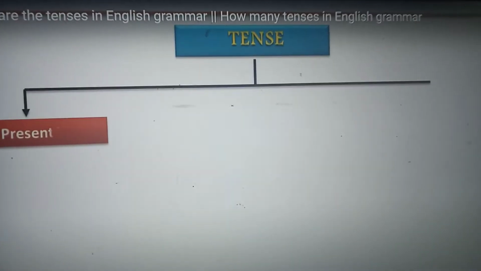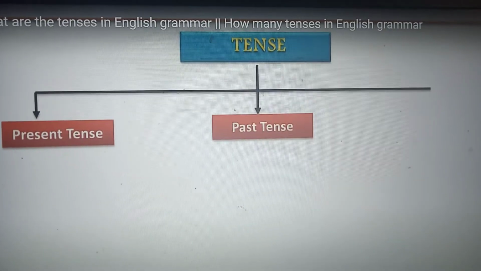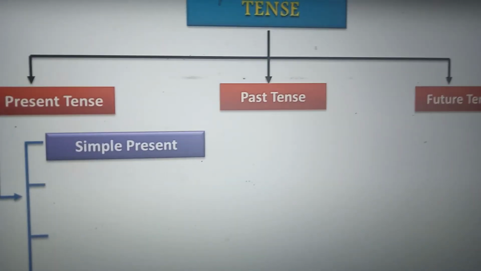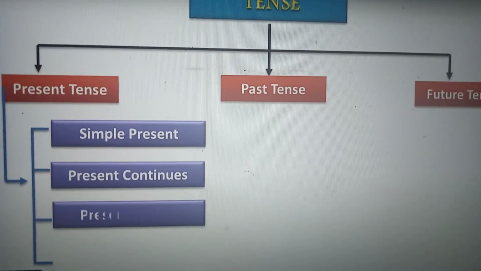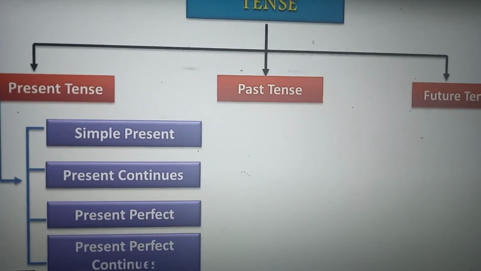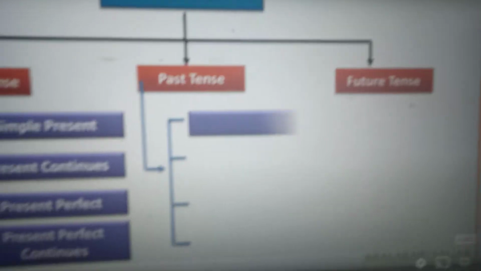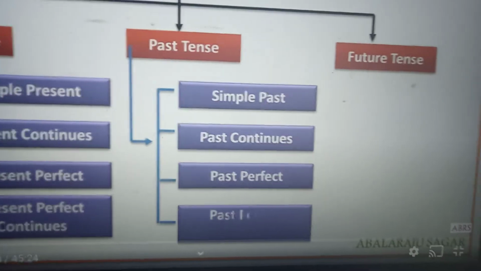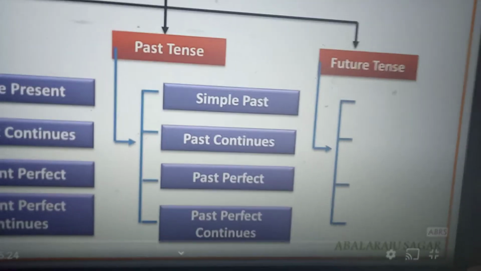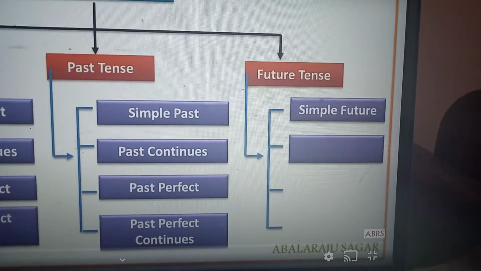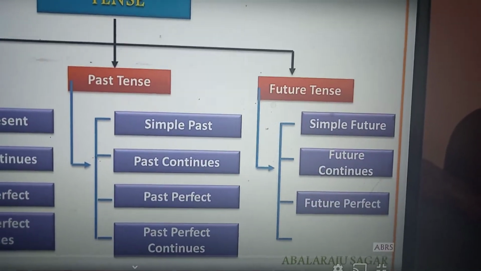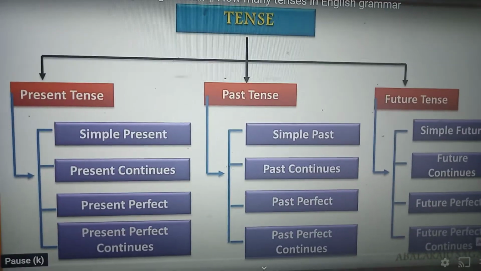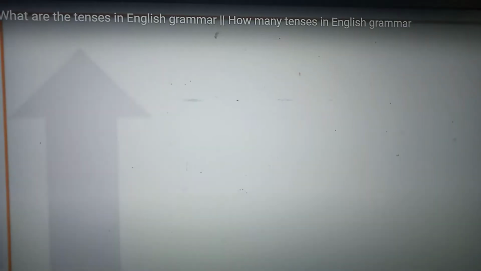We have already learned this: present tense, past tense, future tense, basic. In present tense it is simple present, present continuous, present perfect, and present perfect continuous. Next, past: simple past, past continuous, past perfect, past perfect continuous. In the same way you have future: simple future, future continuous, future perfect, future perfect continuous. These are the 12 tenses. 4 threes are 12.